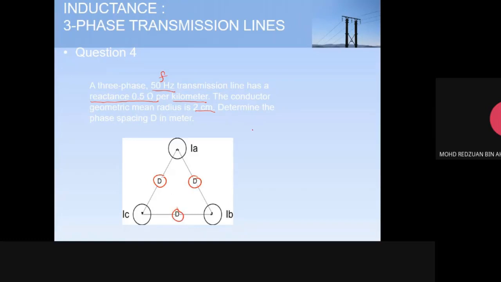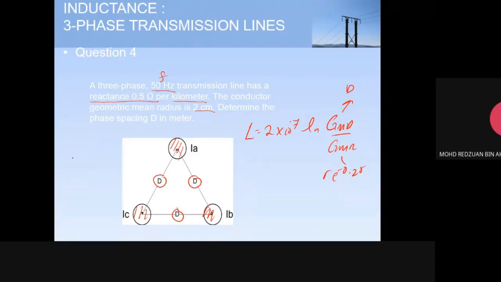Okay. So we know that our inductance L is equal to 2 times 10 to the minus 7 ln GMD over GMR. So in this case, our GMD is equal to D. This GMR is equal to R times e to the minus 0.25, because we have a solid conductor. Okay. So how to calculate D? It is the distance between these phases. What does it mean by reactance over here?